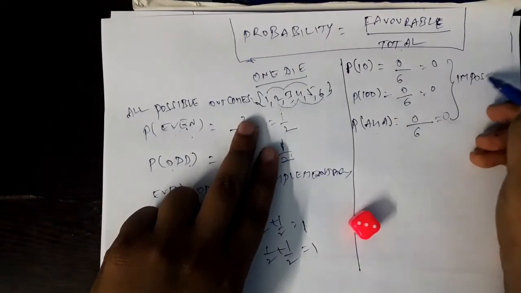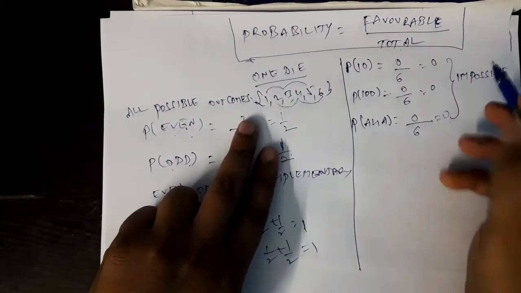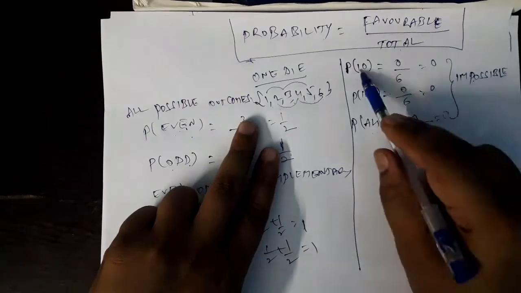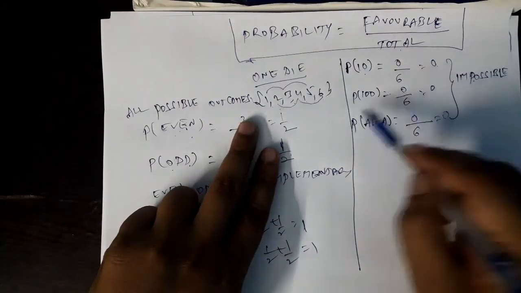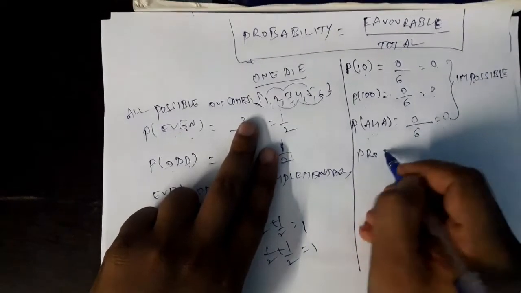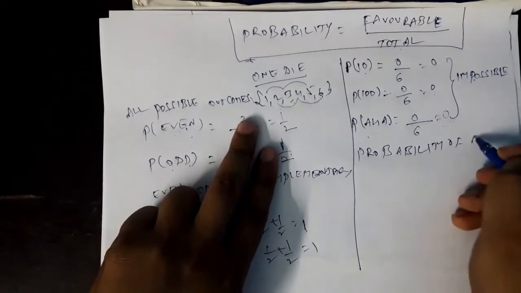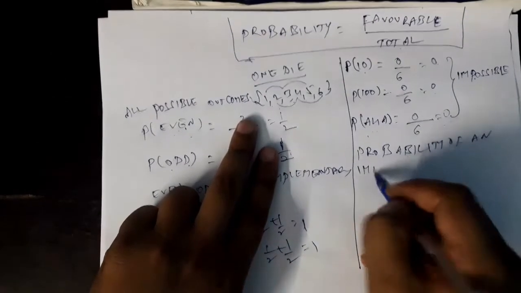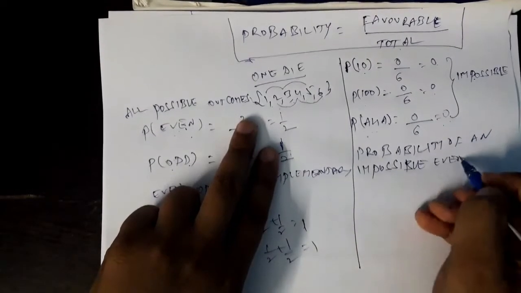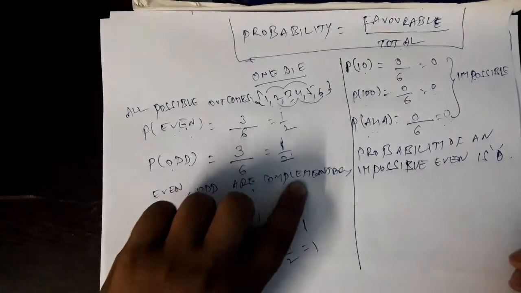What are they? Impossible events. So what have you observed? The probability of an impossible event is 0. Probability of an impossible event is 0, right? This is also a good point, right?